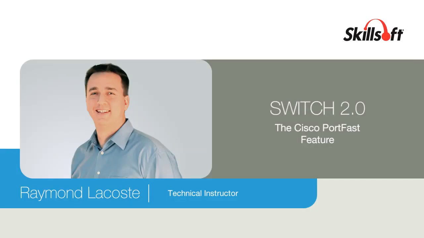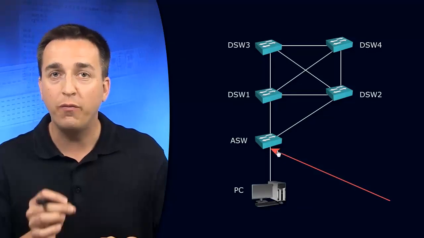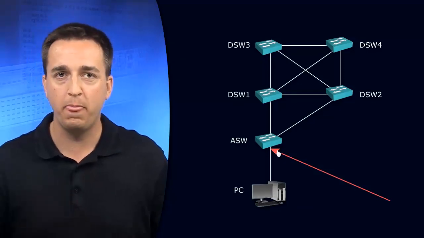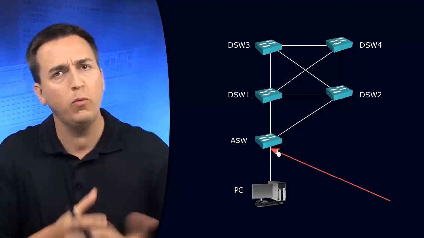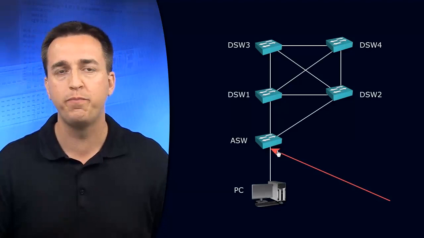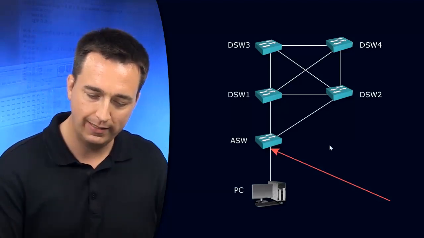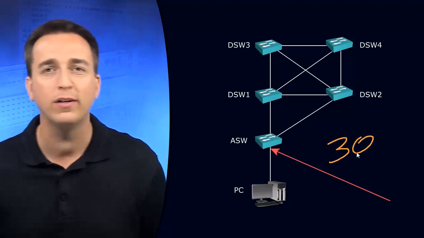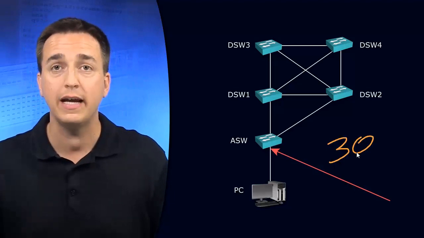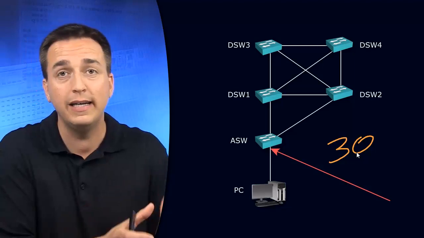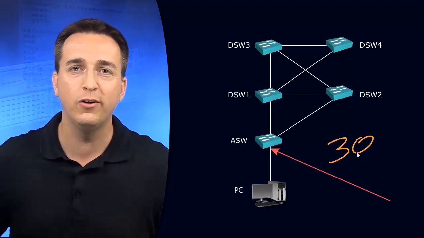How long will it take this port to transition to the forwarding state if we plug a cable into it? Well, notice we have our PC connected to it, but what if it was a phone or a printer? It will take 30 seconds. Now, why 30 seconds? The forward delay timer, which is 15 seconds, is utilized in the listening and learning states, and that is going to cause it to be a total of 30 seconds.